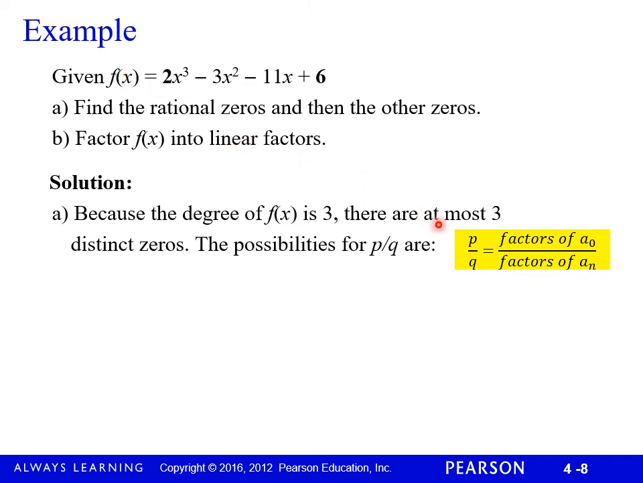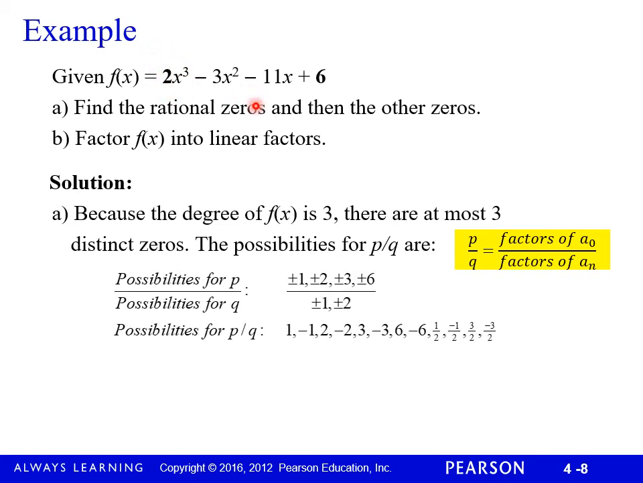The way we do that, remember, it's p over q, and the numerator has to be made up of the factors of a sub 0, which is 6, and q has to be made up of the factors of a sub n, the coefficient in the leading term, which is 2. So the possibilities for p are plus or minus 1, plus or minus 2, plus or minus 3, and plus or minus 6, because those are the factors of positive 6. Positive 1 times positive 6, negative 1 times negative 6, 2 times 3, etc. Okay?